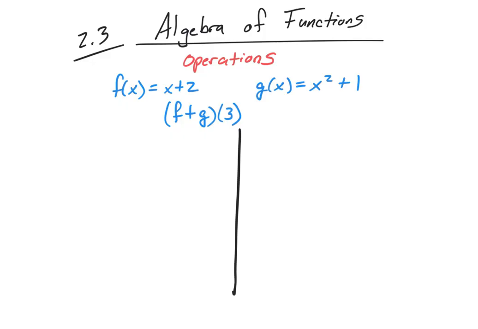The first way that we could do this is we could plug 3 into each function and add them together. So I could take 3, plug it into f. I could take 3, plug it into g. And then I could add those 2 answers together. And this time, my answer is going to be a number, because we're actually plugging in 3 to the functions.